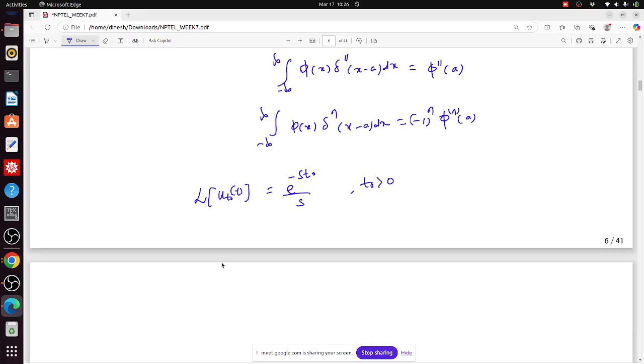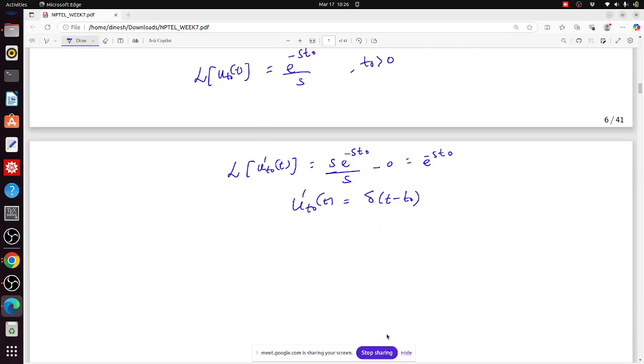So the Laplace transform of the derivative of the function, let's say u_t0 prime(t), is equal to s times e^(-s t0) by s minus 0, which is equal to e^(-s t0). But we have seen that e^(-s t0) is the Laplace transform of the Dirac delta function centered about t0. So here u_t0 prime(t) is equal to delta(t minus t0).